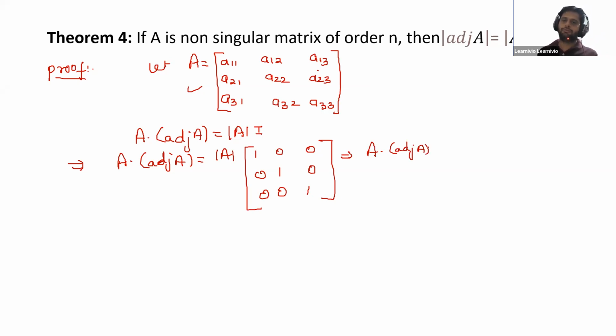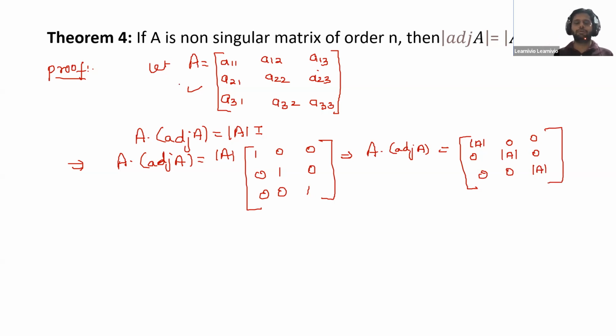Now, A into adjoint of A is equal to, please multiply this determinant with this matrix. So all the elements will get multiplied with the determinant: determinant A, 0, 0, 0, determinant A, 0, 0, 0, determinant A. This is the difference between the determinant and the matrix. If you multiply a matrix with any scalar, any number, then all the elements get multiplied with that. But in case of a determinant, only a particular row or column gets multiplied with that. Now we have this.